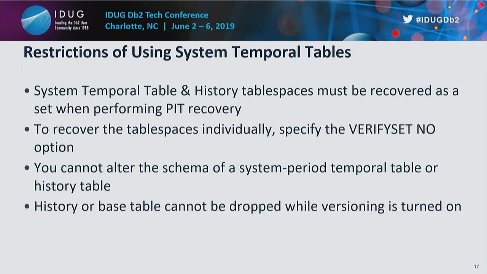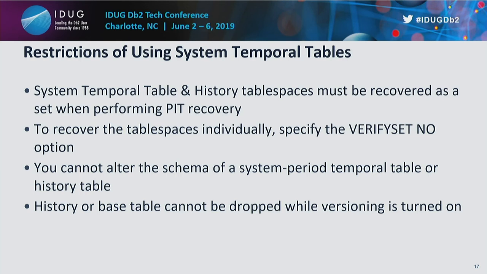So, some of the restrictions around using a system period temporal table. The system period table and the history table spaces must be recovered as a set if you're doing a point-in-time recovery. Now, you can recover them individually as long as you specify the VERIFYSET NO option. I guess the main reason why you normally recover them as a set is because the history table contains all the historical information from your base table. So you want those two to be in sync. You don't want additional or older information in your base table that you already have in your history table, because as soon as you modify a row in your base table, you can now get a -803 because of the unique constraints there.